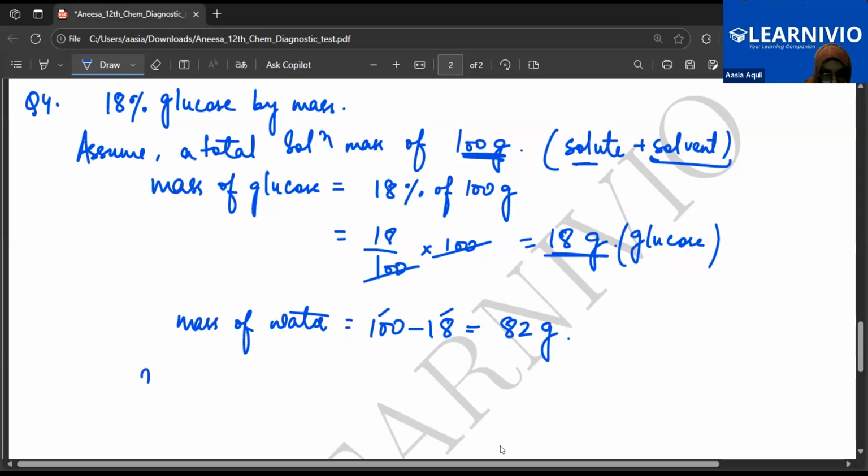Now, number of moles. Let's find out the number of moles of glucose. I'm writing Ng for glucose. What is the formula of number of moles, Aneesa? What is the formula of number of moles?